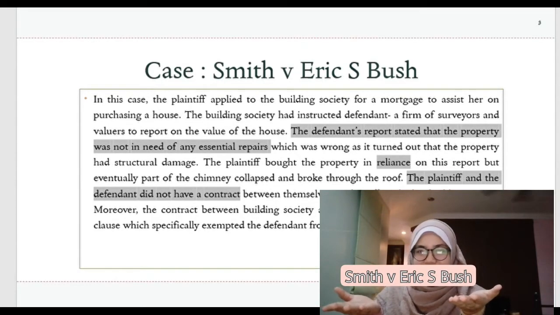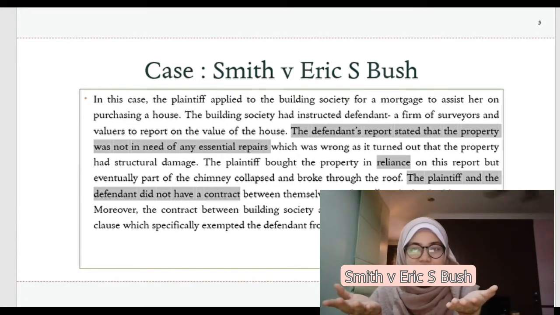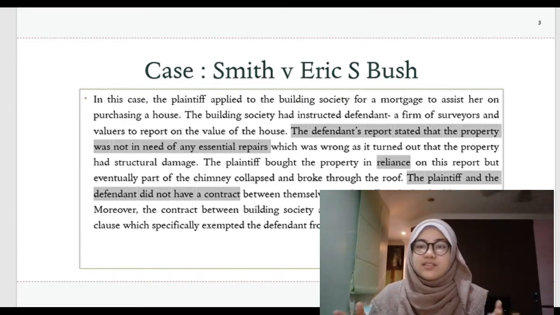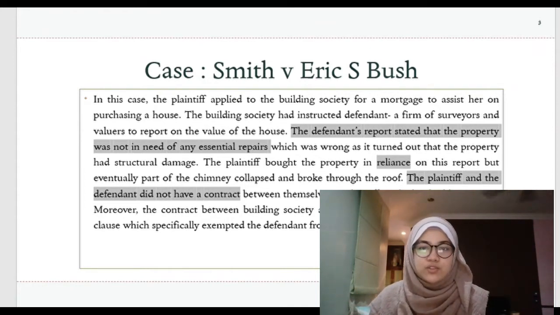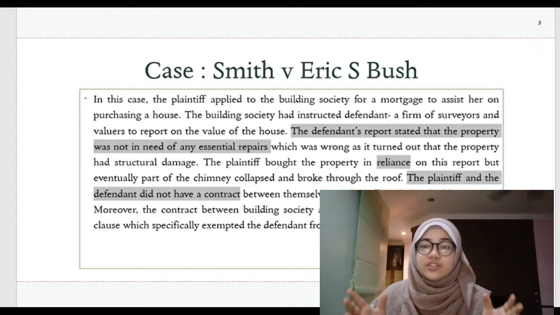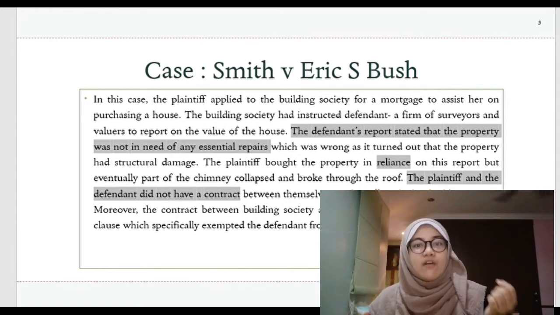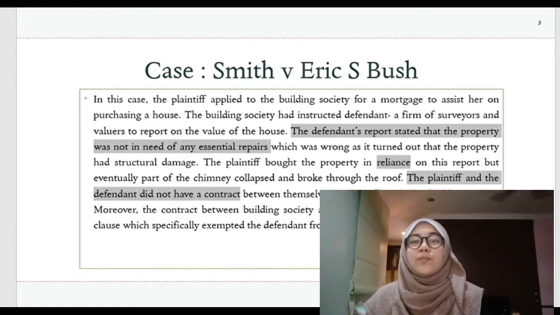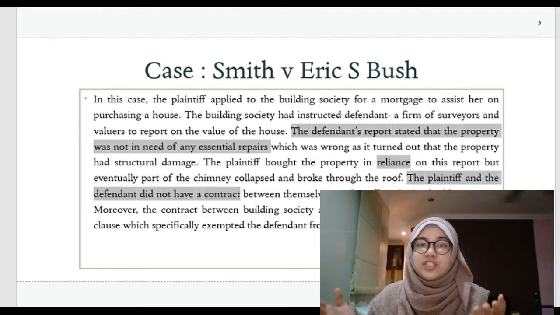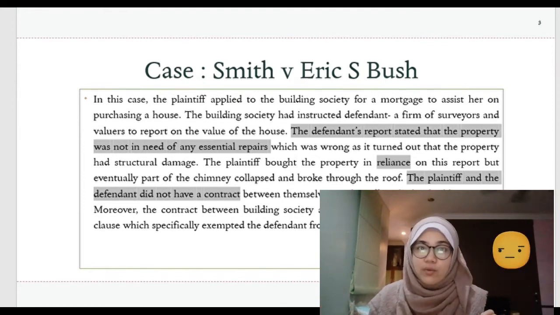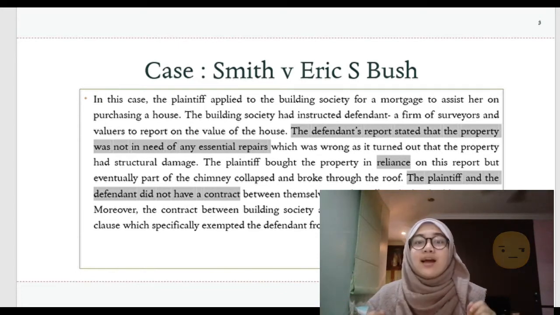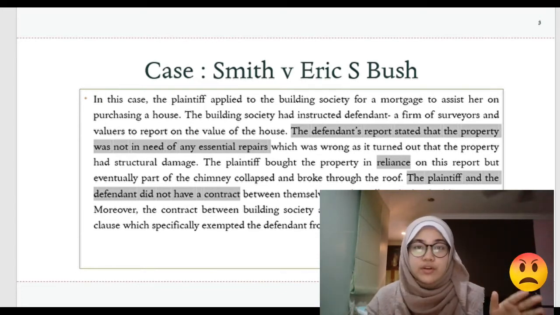In this case, Smith against Eric S. Bush, the plaintiff applied to the building society for a mortgage to assist her in purchasing a house. The building society had instructed the defendant, a firm of surveyors and valuers, to prepare a report regarding the condition of the house, and they stated that there was nothing essentially wrong with the house, which was wrong, as the chimney collapsed and broke through the roof.